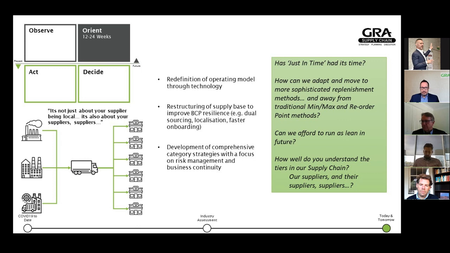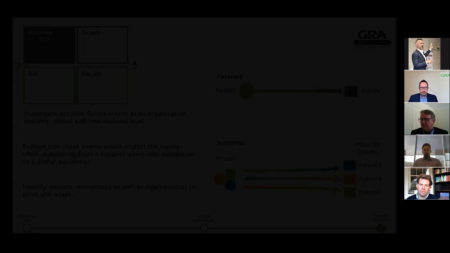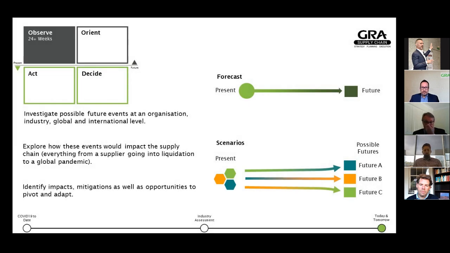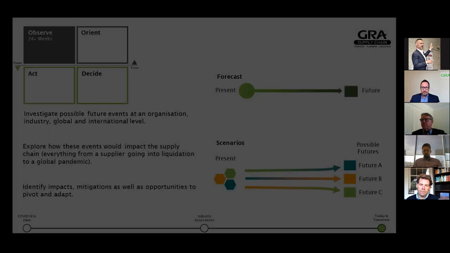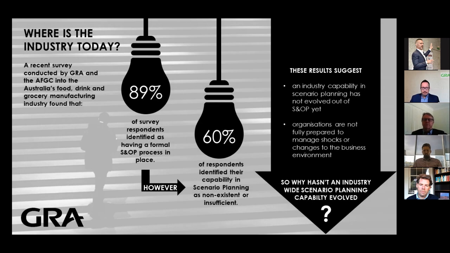If I move to the last one, this comes down to the scenario planning capability overall. Scenario planning at a very high level says what are the possible pathways moving forward, and based on that, how do we want to respond? I've covered that at a high level before. But I just wanted to mention that we do have a partnership with the Australian Food and Grocery Council. Every 2 years, we do an industry supply chain survey with them.